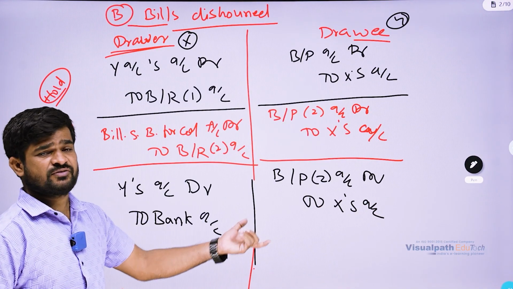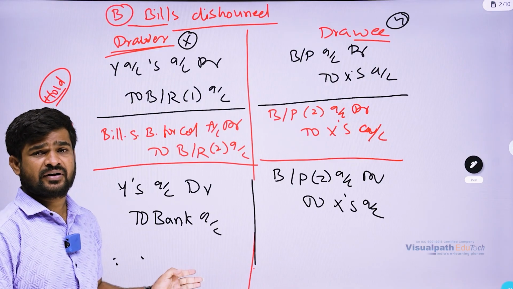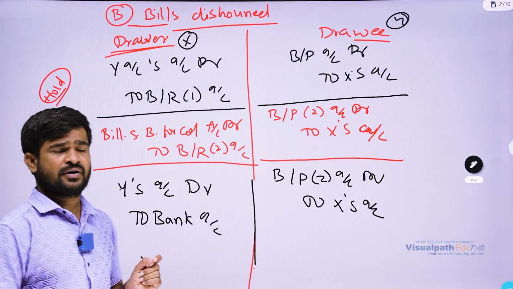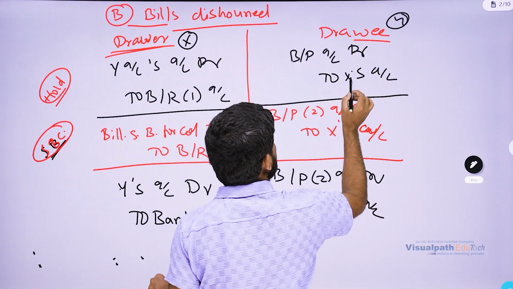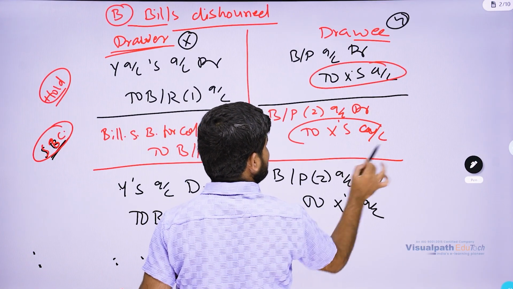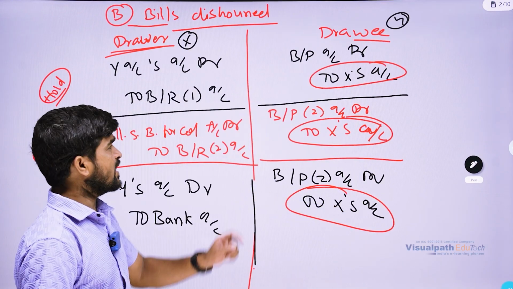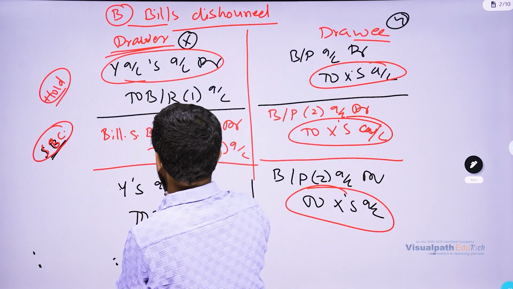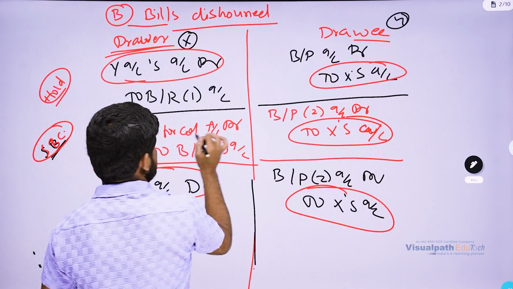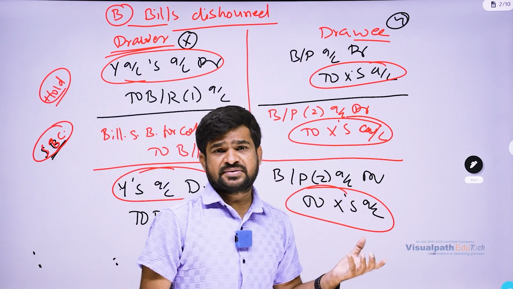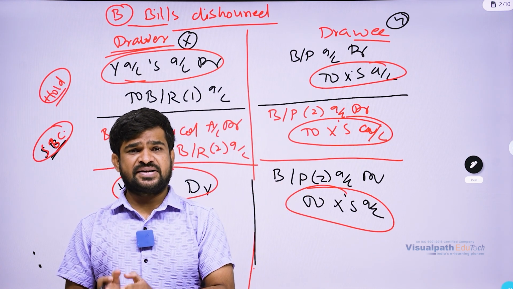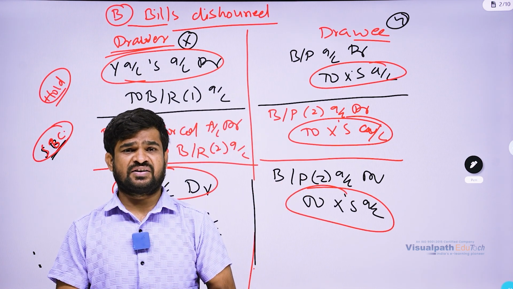So these are the entries recorded in the books of drawer and drawee when the bills are dishonored. Remember, at the time of dishonor, the drawee will always write the drawer's name on the credit side, whereas the drawer will write the drawee's name on the debit side. This is the way the books of accounts are closed in the books of drawer and drawee. These are the major entries of bill dishonor and honor in the books of both parties.